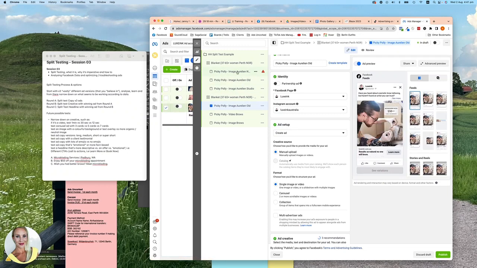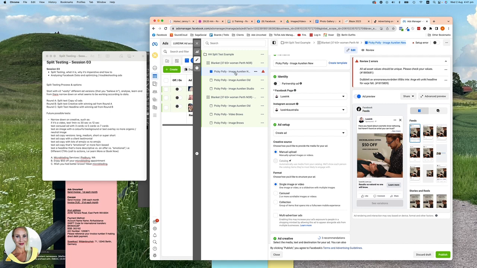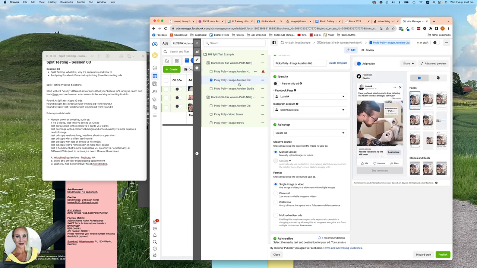I just built it out this way just so that you could kind of see the actual build. Okay, so yeah, that's one creative option to split test.